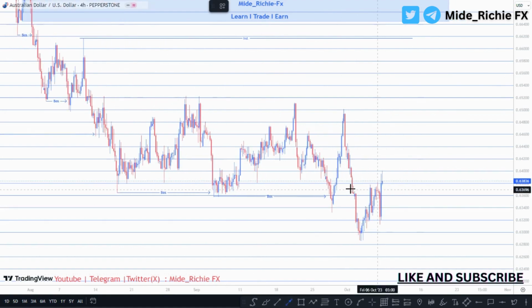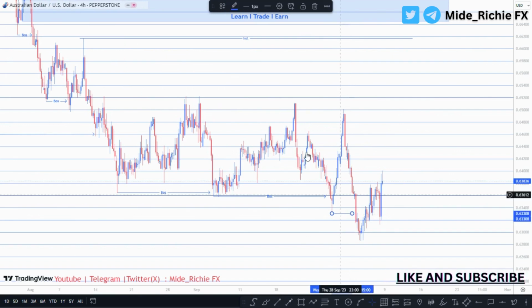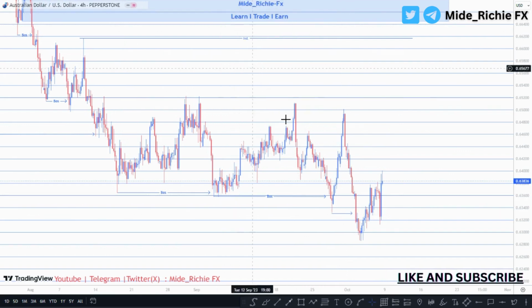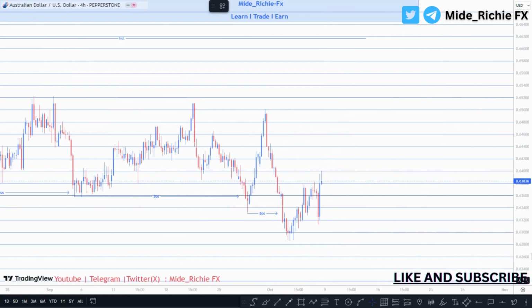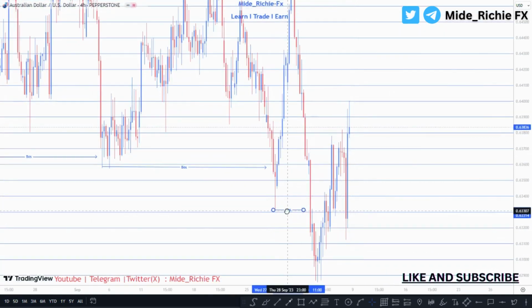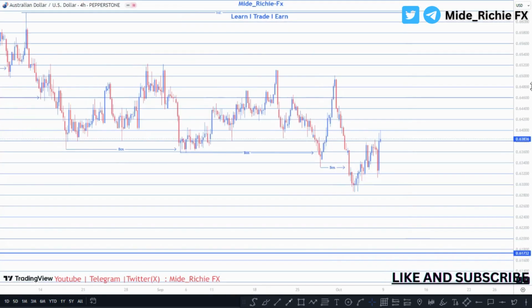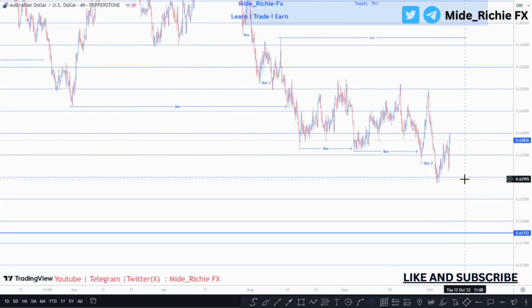And here is under broker structure. Okay, that's under broker structure right there. And yeah, it's very, very nice and cool. Right. So this simply shows that we are very, very much bearish.